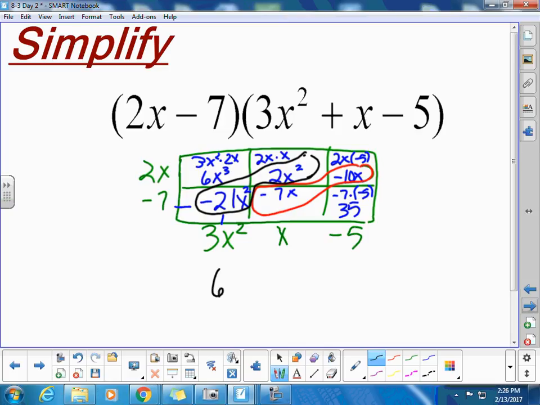So let's write out what we have. We have 6x to the 3rd. Combining our x squareds, we have negative 21 and a positive 2, so minus 19x squareds. Combining our x's, negative 7x and negative 10x, so minus 17x. And then we have plus 35 at the end. So that's multiplying a binomial by a trinomial using the box method.